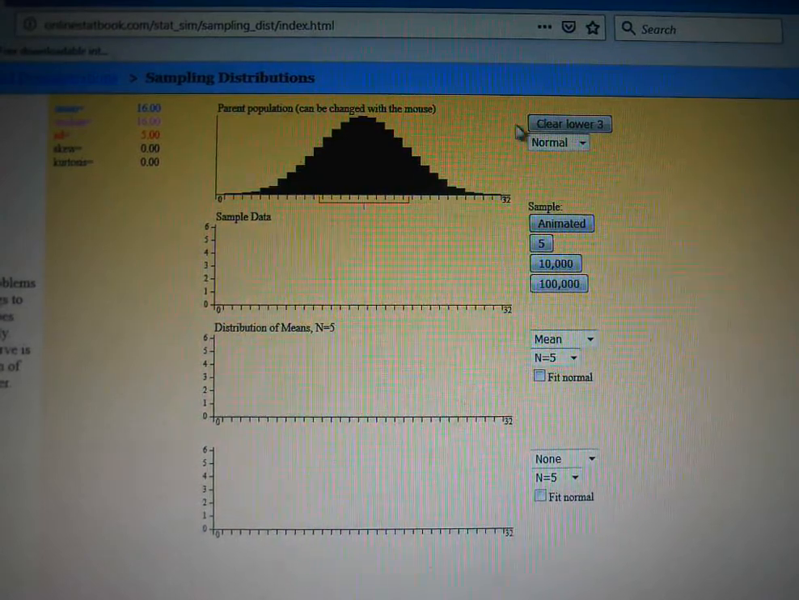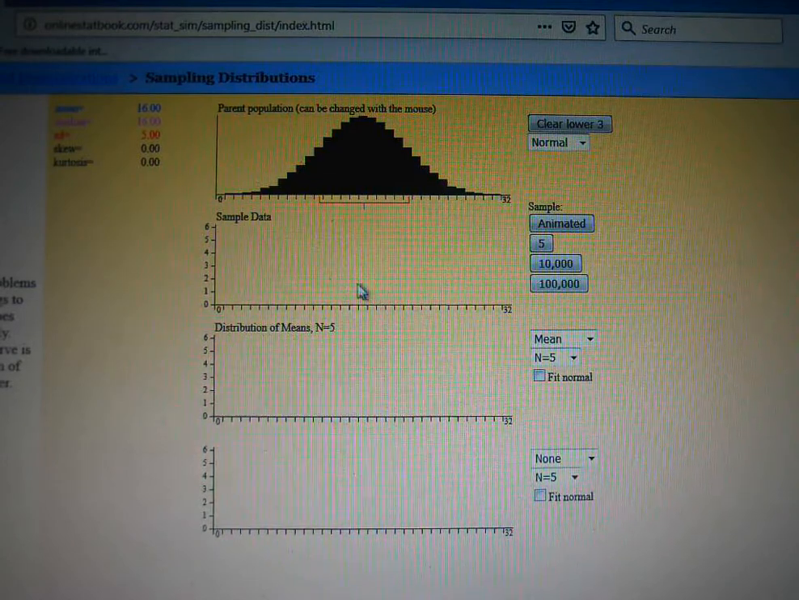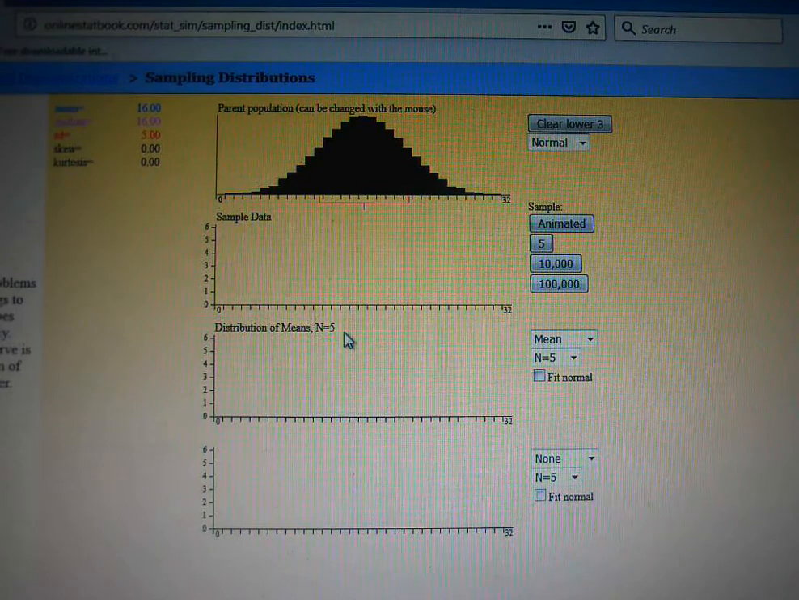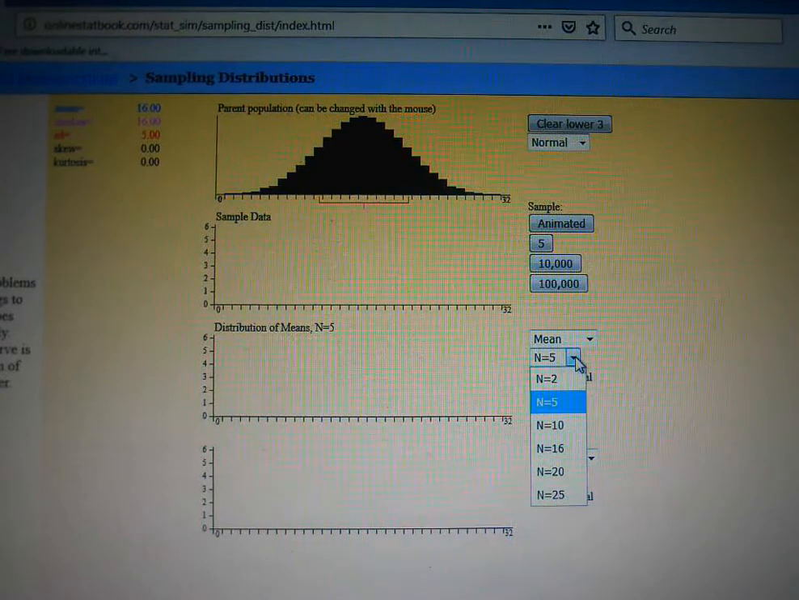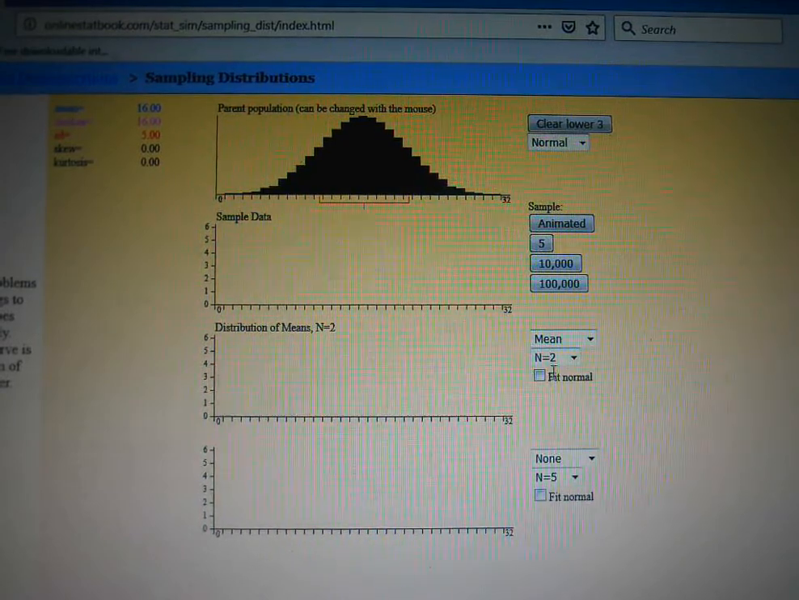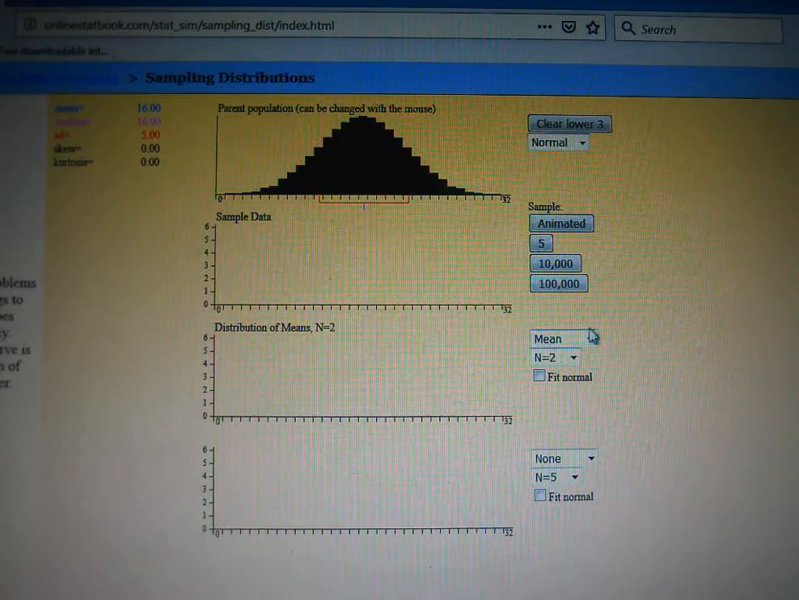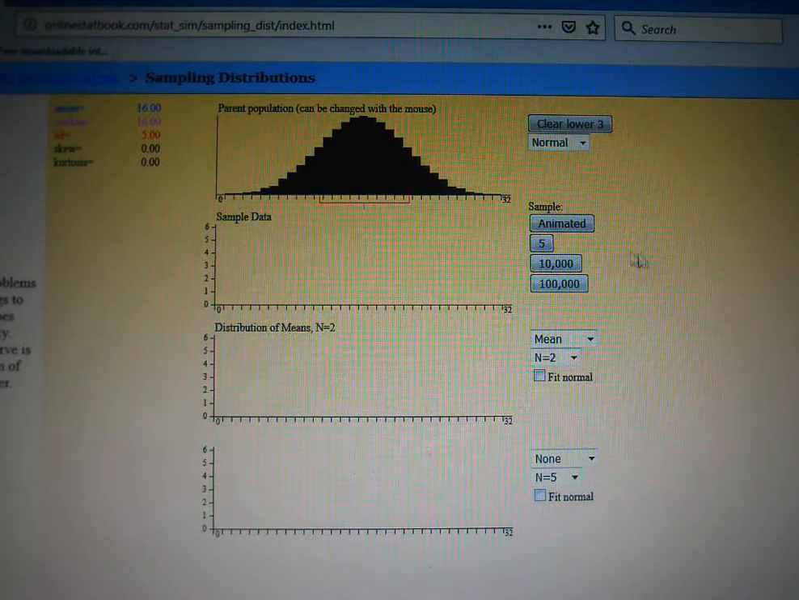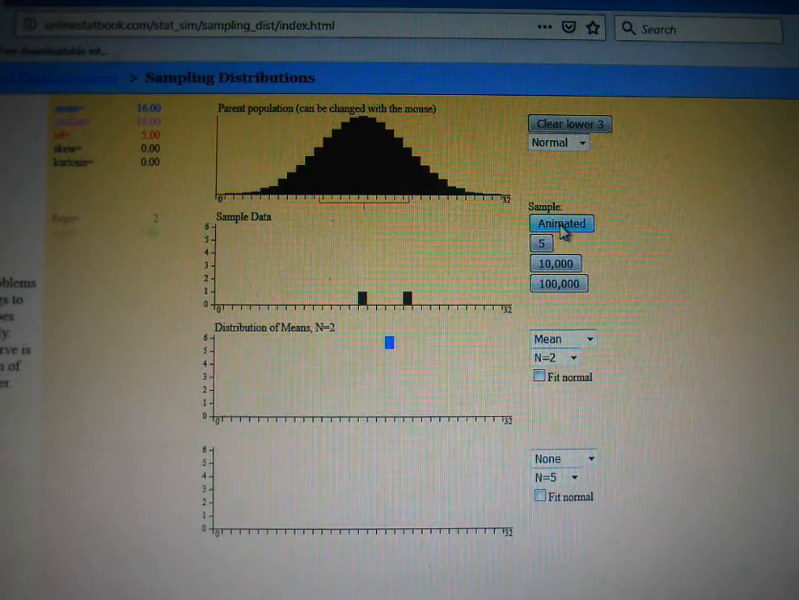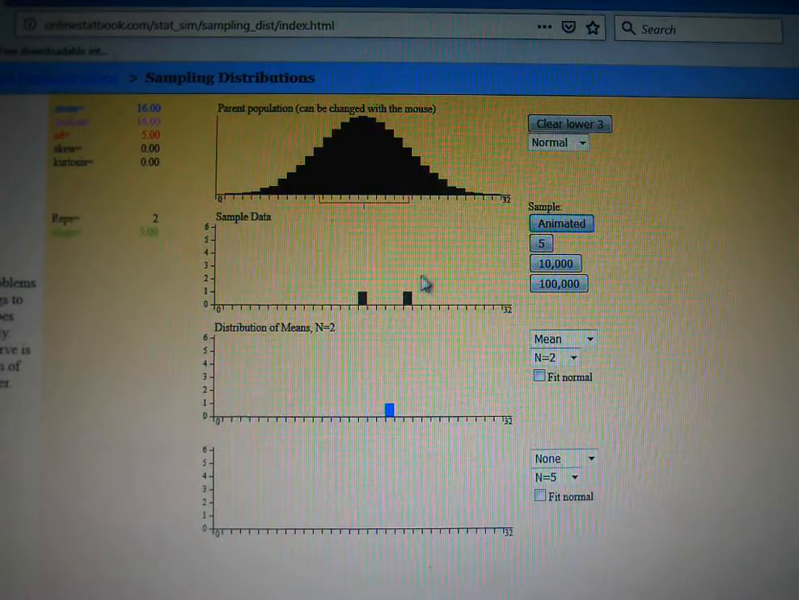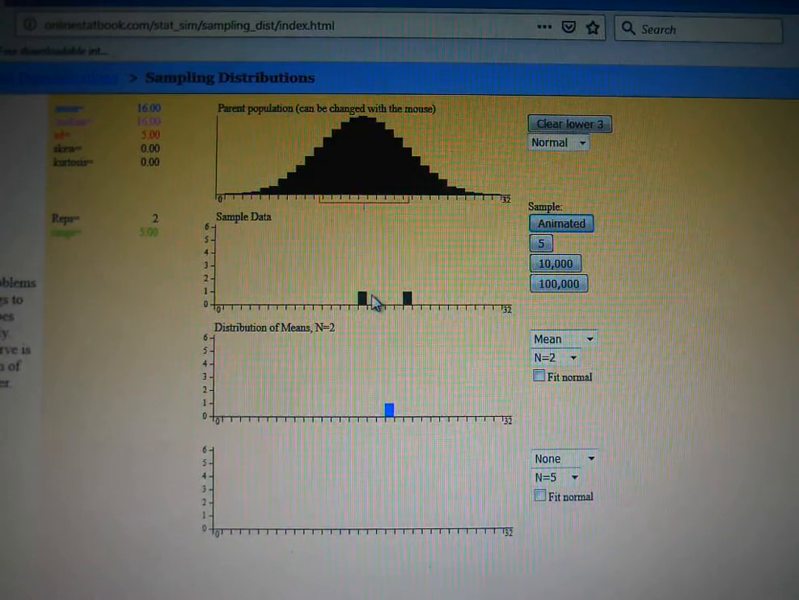So we start with just a normal distribution, and notice down here it says distribution of means, with n equals 5. Now I'm going to change that to n equals 2, just so we can go through a few of these and show you. It's going to find the mean of samples of size 2. So if I click animate, out of that parent population, you're going to see 2 sample pieces of data drop out. So it's randomly choosing 2 pieces of data from that parent population.